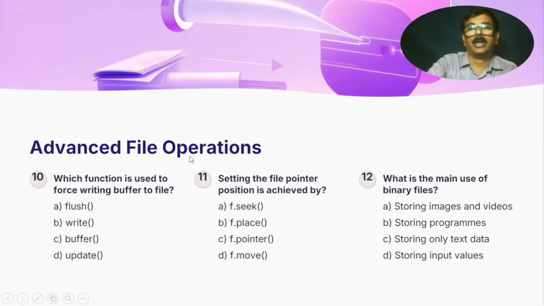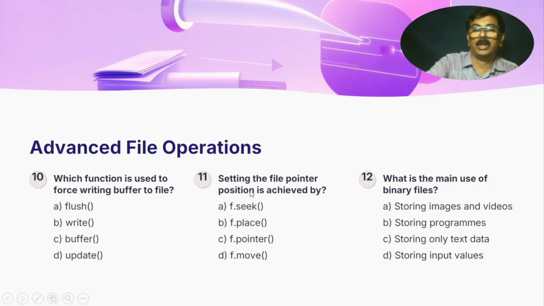The questions on advanced file operation. Which function is used to force writing buffer to a file? Flush, write, buffer, update. That is flush. Even there may be F dot flush. So the meaning is flush means clear everything and restart the writing or buffering operation. By that the performance will be improved. That is why we use flush.